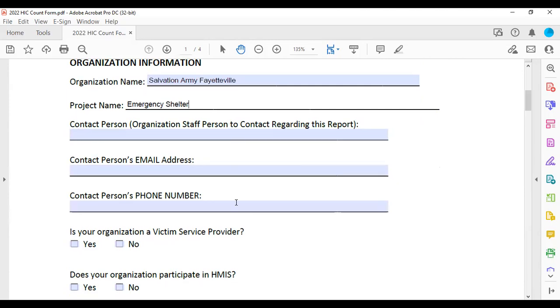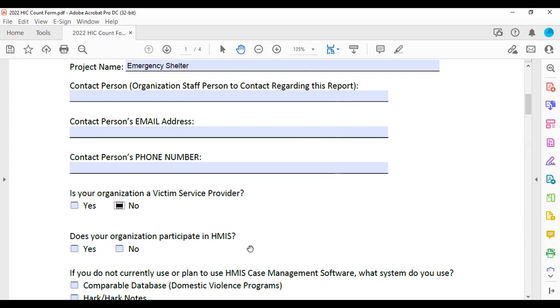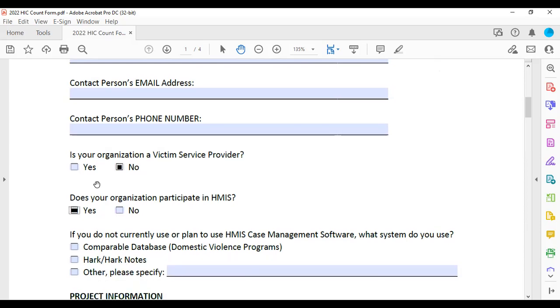So we ask about the contact information, and then, is your organization a victim service provider? Rachel and Tanya will check yes there, and Kim will check no. Does your organization participate in HMIS? For Kim, that is yes. And for Tanya and Rachel, you would check no, and then you would check a comparable database for yours.